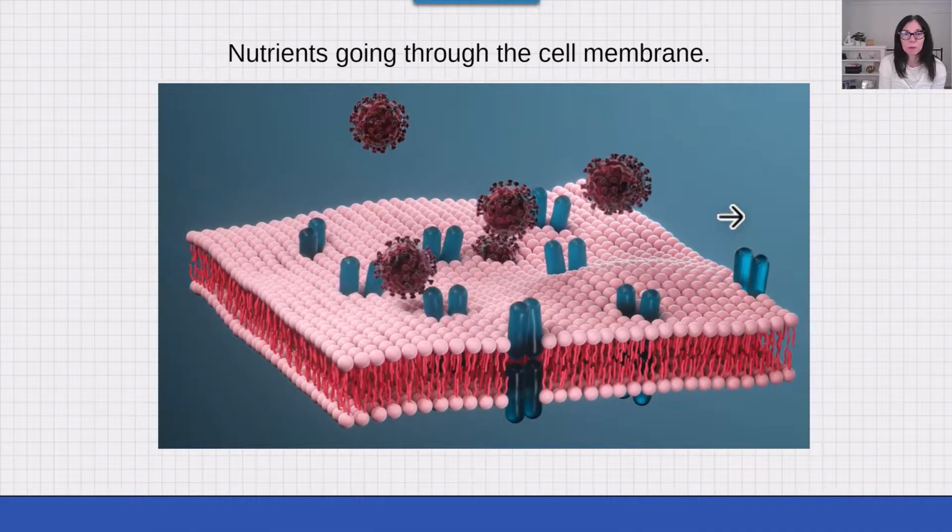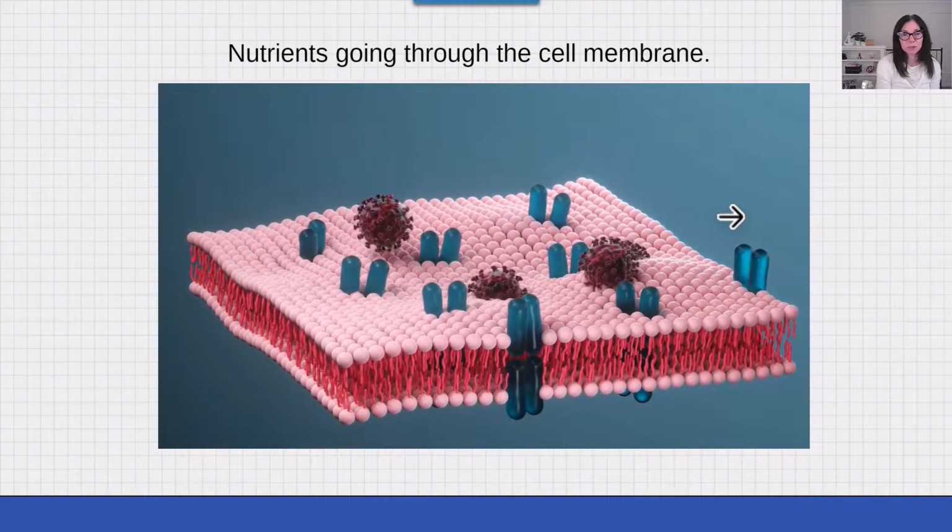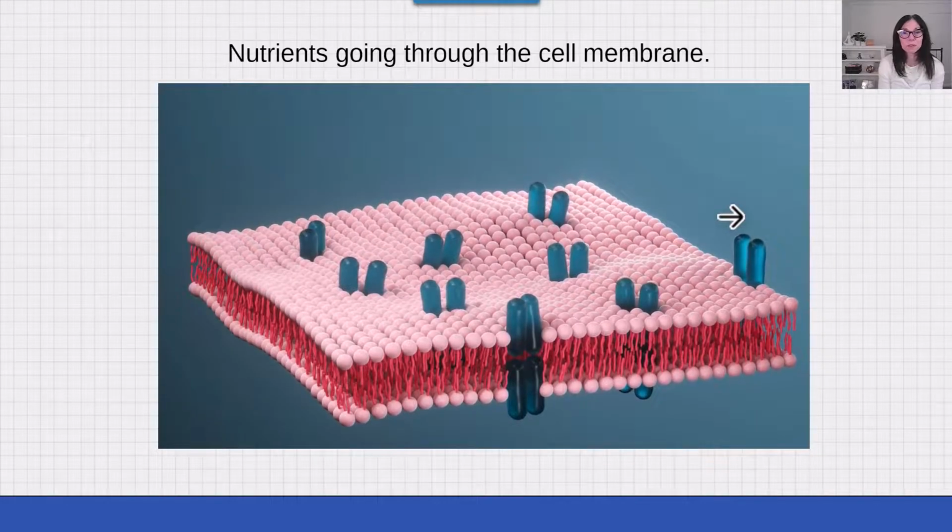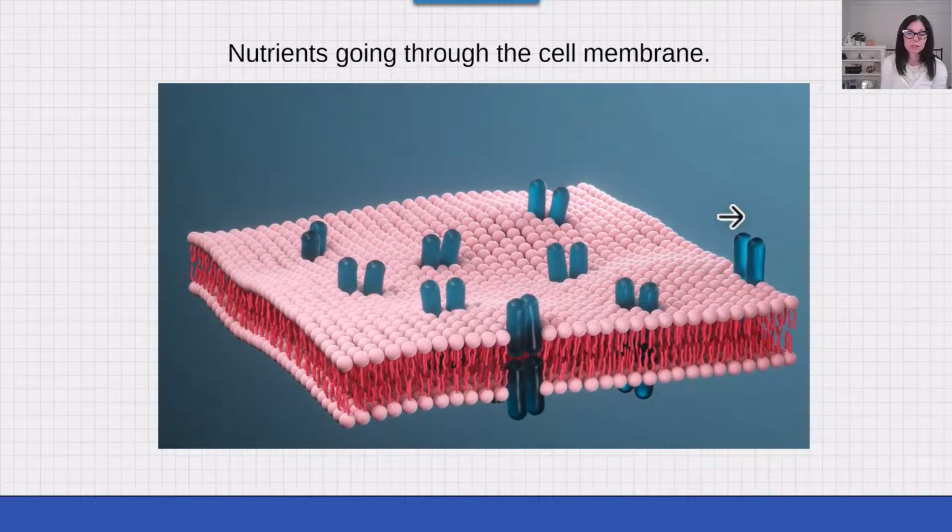So this is what would happen once the nutrients got to the cell. They would be able to pass through the cell membrane and get to the cell so that the cell could use them to make energy.